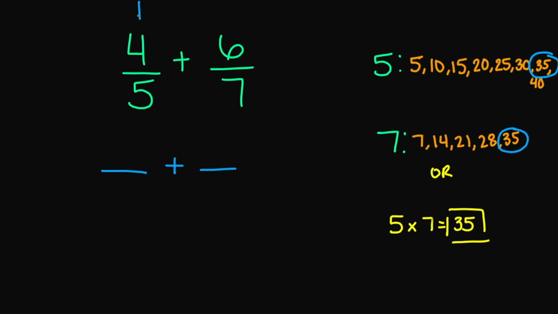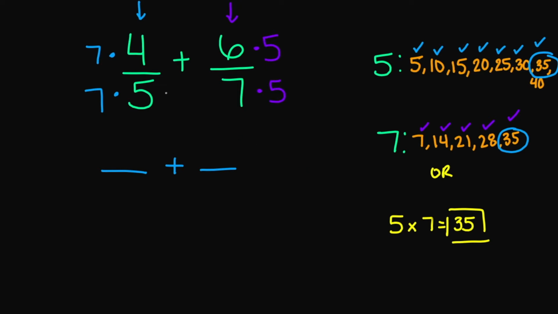So let's start here, 4 over 5. What number, if I multiply my 5 with in my denominator, is going to give me 35? So let's see, 1, 2, 3, 4, 5, 6, 7. So 5 times 7 is going to give me 35 in my denominator. So I'm going to multiply top and bottom by 7. All right, so let's look here, 6 over 7. We have 1, 2, 3, 4, 5. If I multiply top and bottom by 5, I'm going to get 35 in my denominator.